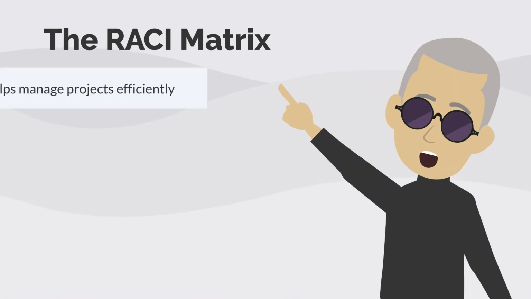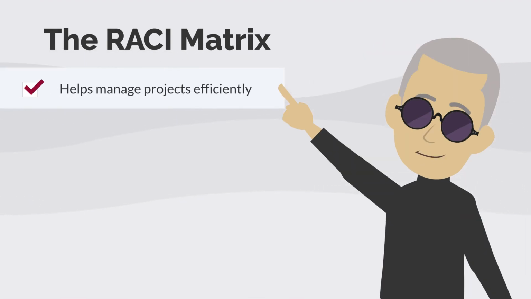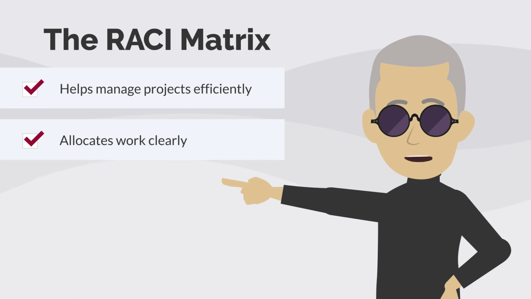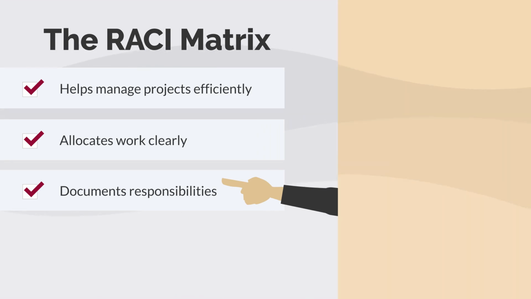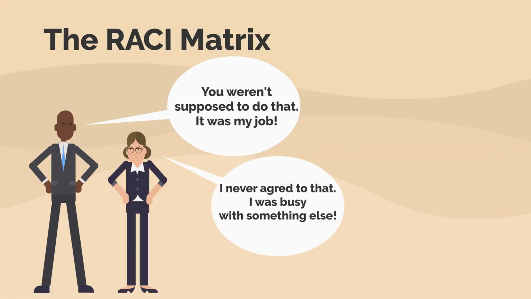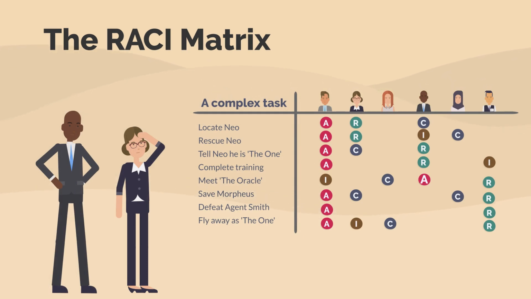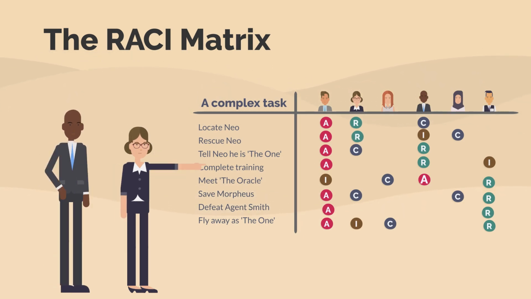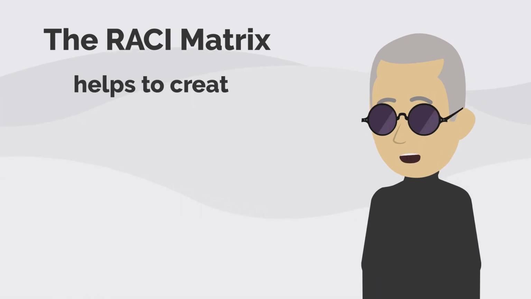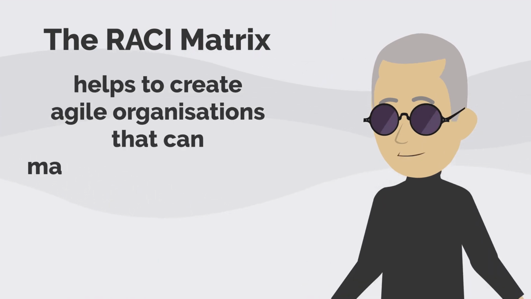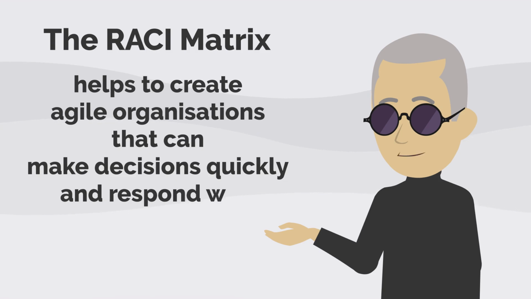It helps us to manage projects or complex tasks efficiently, removing potential confusion by allocating work clearly and documenting the distribution of responsibility. When used correctly, the matrix can help to resolve conflicts within a group, reduce the impact of blame cultures, help smooth project work allocation, and ensure that no single person is overburdened. In this way, the matrix helps to create agile organizations that can make decisions quickly and respond with swift action.